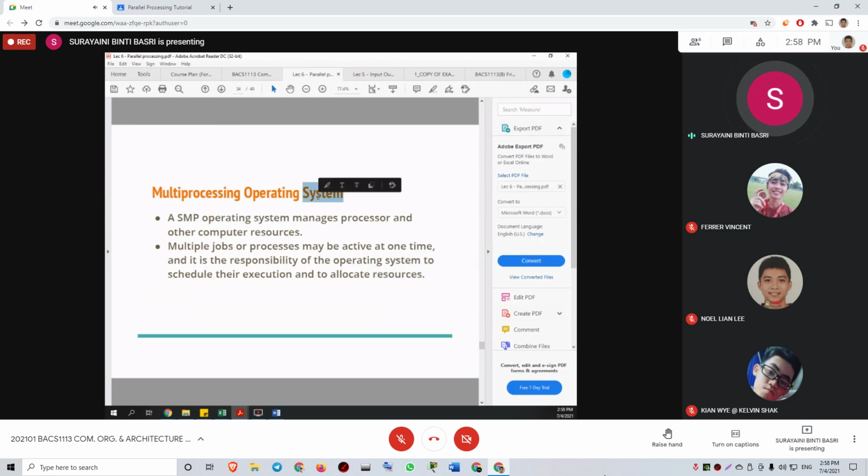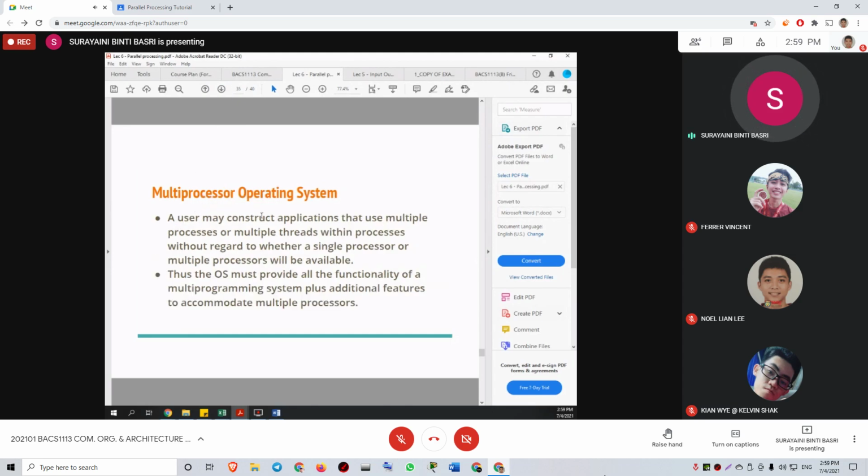A multiprocessing operating system is the one that takes over the master processor's job. Because it is SMP, the SMP will be managed by the OS. So the OS that manages or has this SMP is called a multiprocessing operating system.